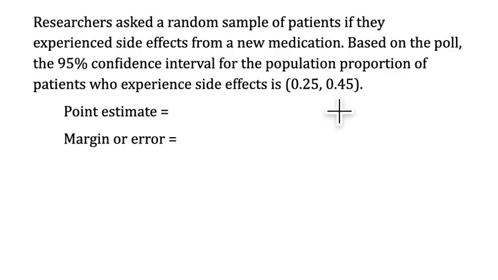This confidence interval tells us that the researchers are 95% confident, almost certain, but not quite, that the true proportion of patients who experience side effects from the new medication is between 0.25 and 0.45, or between 25% and 45%. Now, the point estimate is in the middle of the confidence interval, which is sometimes obvious just by looking at the endpoints. But when it's not, we can just add the 2 endpoints and divide by 2.